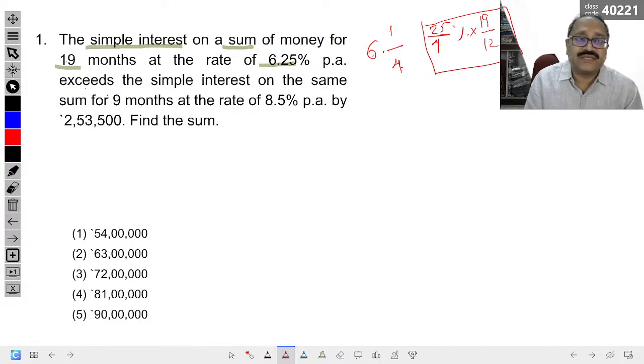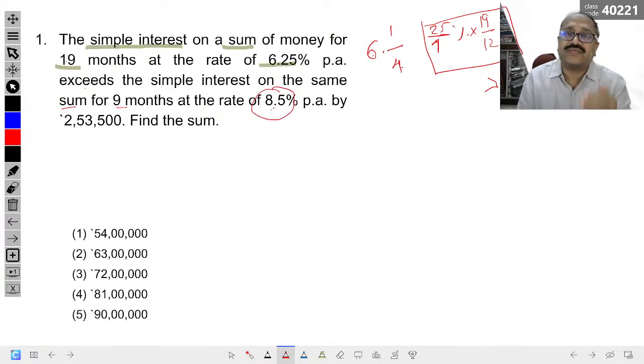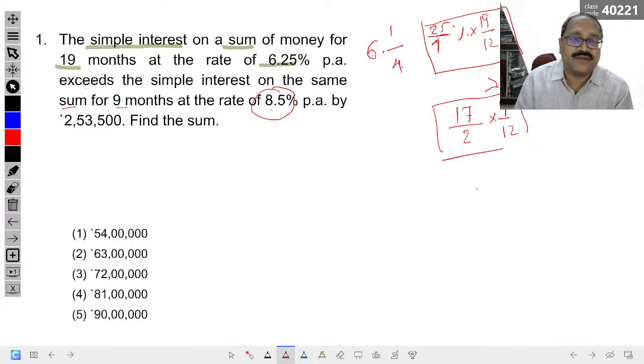It exceeds the simple interest. This is greater than the simple interest on the same sum. The P is the same, for 9 months at the rate of 8.5%. Write down this 8.5% as a fraction, which is 17 by 2. 17 by 2%. And for how many months? 9 months, so into 9 by 12, converting that into a year. So the first one exceeds the second one by rupees 2,53,500. Now you are asked to find the sum.